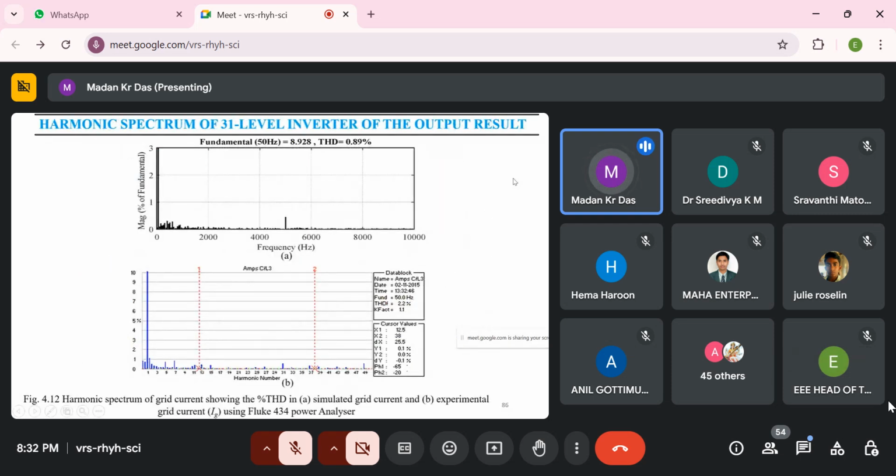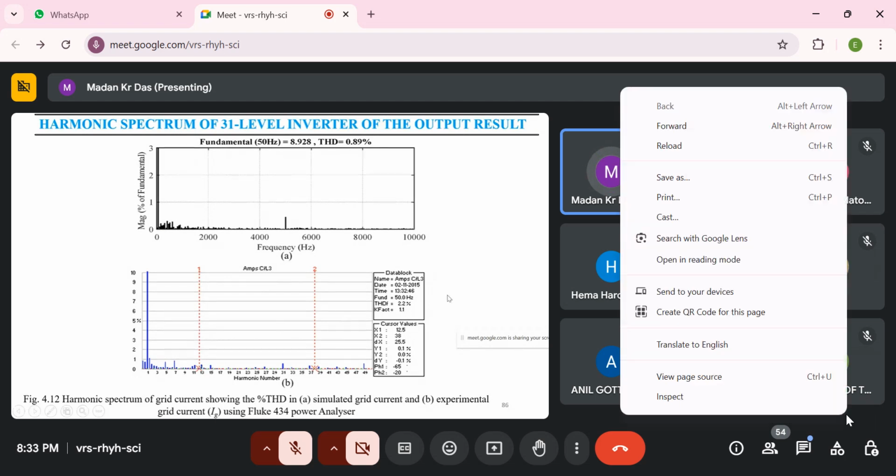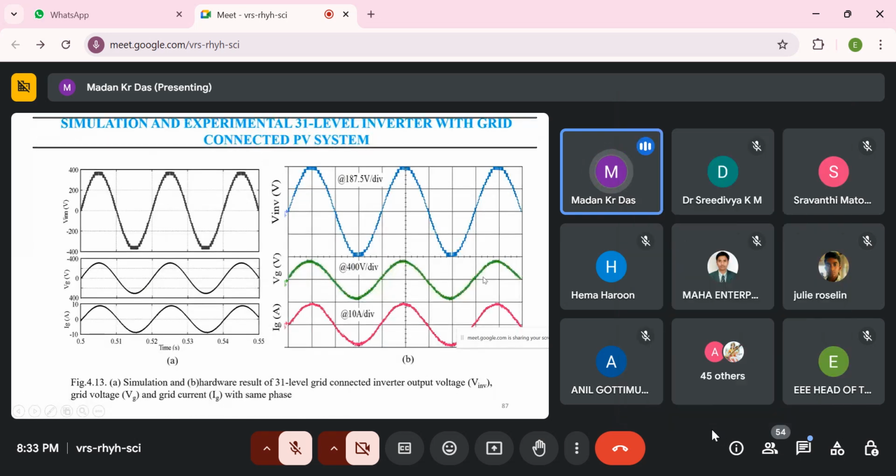And now the harmonics of the proposed inverter in the grid-tied system, almost 0.8% harmonics. This is the experimental harmonics, for which we used the Fluke 434 power analyzer. And now this is the simulation result of the proposed inverter, and this is the experimental result of the proposed inverter. This is the grid voltage, this is the grid current, and this is the inverter output voltage.